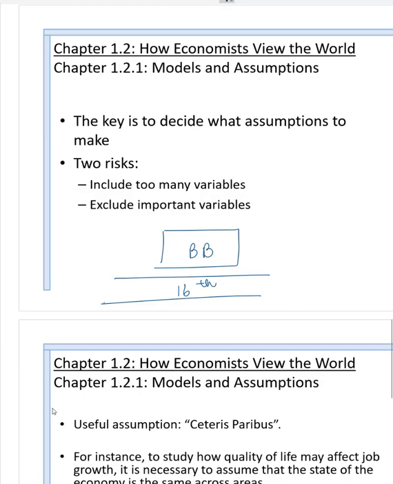On the other hand, what happens if I simplify my map even further and assume there are no streets at all? Then my map got so simplified, it's useless, because if I assume there are no streets, how do I know which street the business school is located on? So, two risks: include too many variables so I cannot focus my thinking, or exclude so many variables that thinking is not possible anymore.